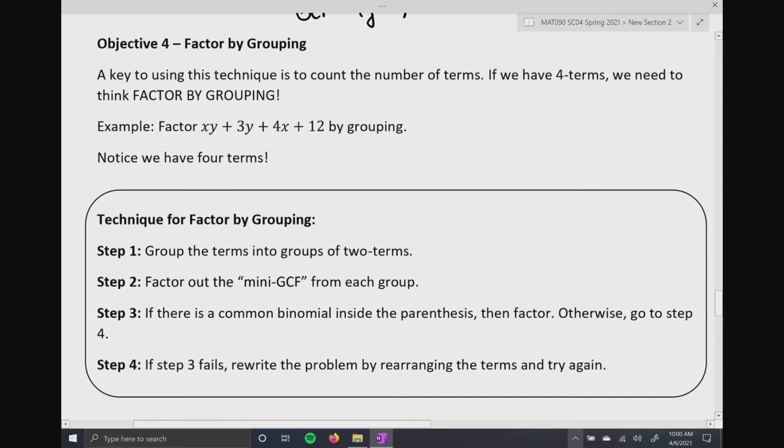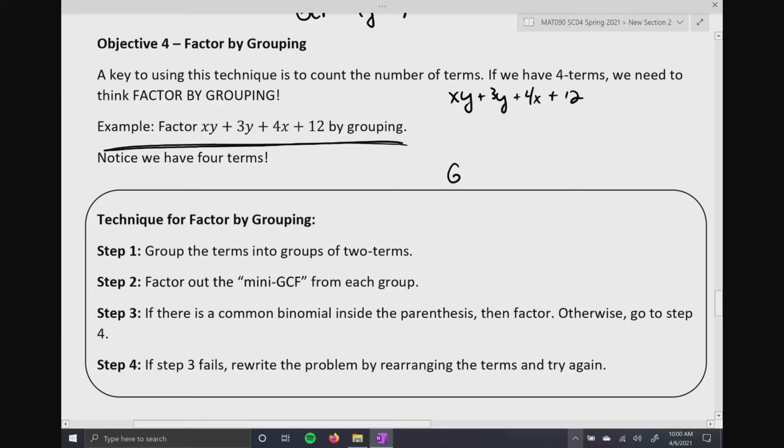Now, this entire lecture so far, I'm asking you to find a GCF. Okay? And remember, a GCF is something that is common between every single term. Look at this example right here. I'm asking you to factor xy plus 3y plus 4x plus 12. Forget about the factor by grouping part for now. Let's look right here. xy plus 3y plus 4x plus 12.